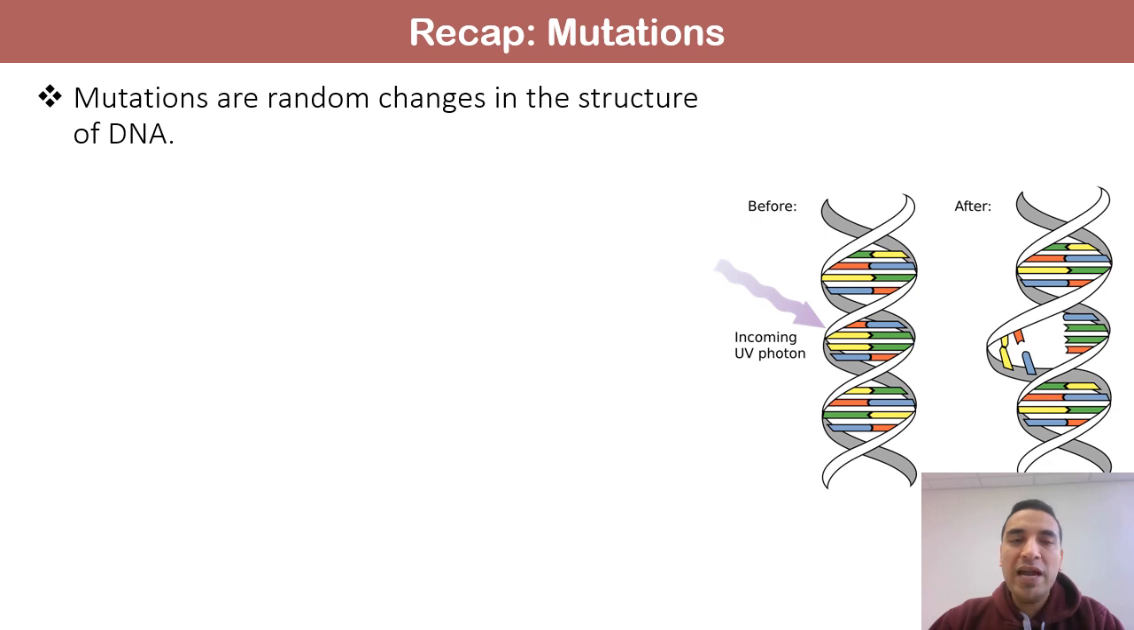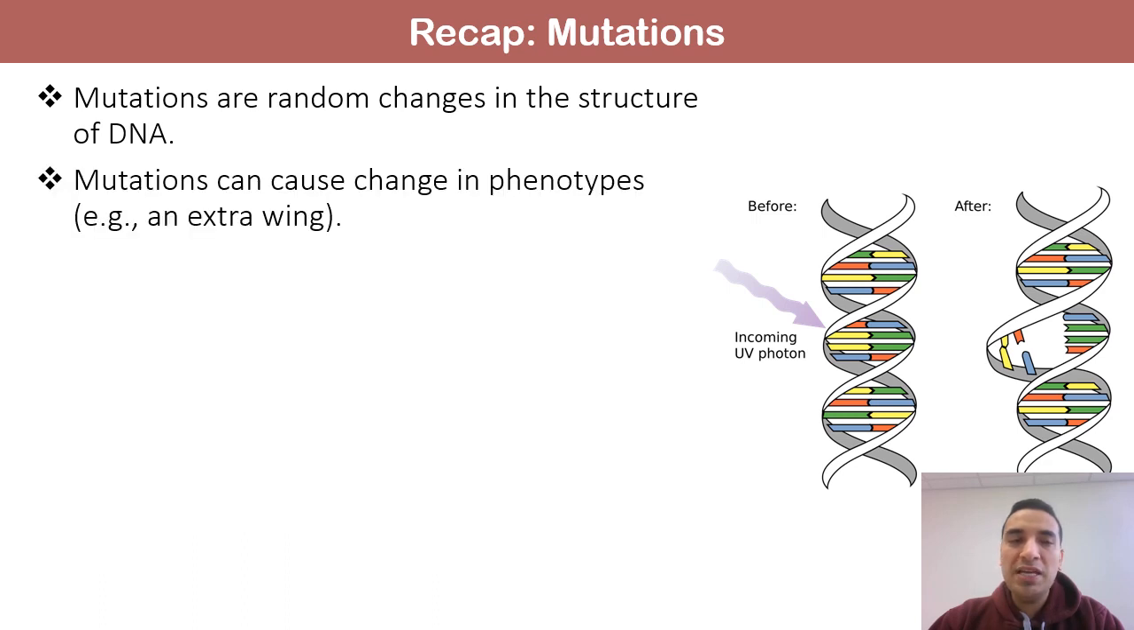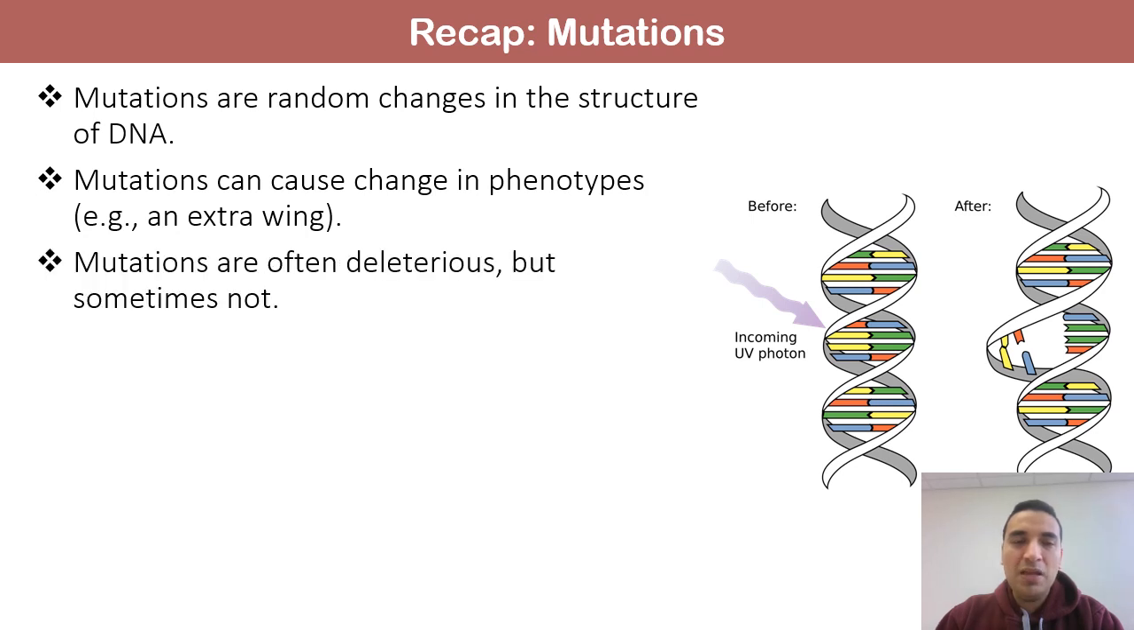So mutations are random changes in the structure of DNA, and these can cause changes in phenotypes. For example, you might get an extra wing, or some people have like an extra thumb, a little bit of it anyway. So those are extra phenotypes. A lot of these mutations are deleterious, meaning they are harmful. That is why we never see them.